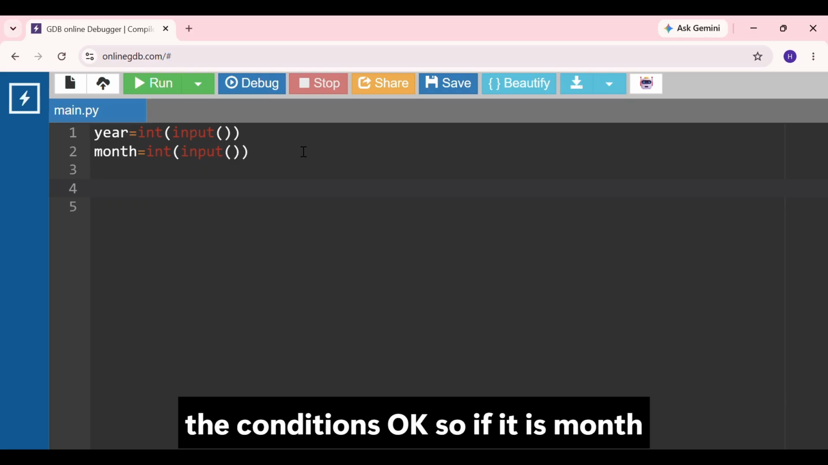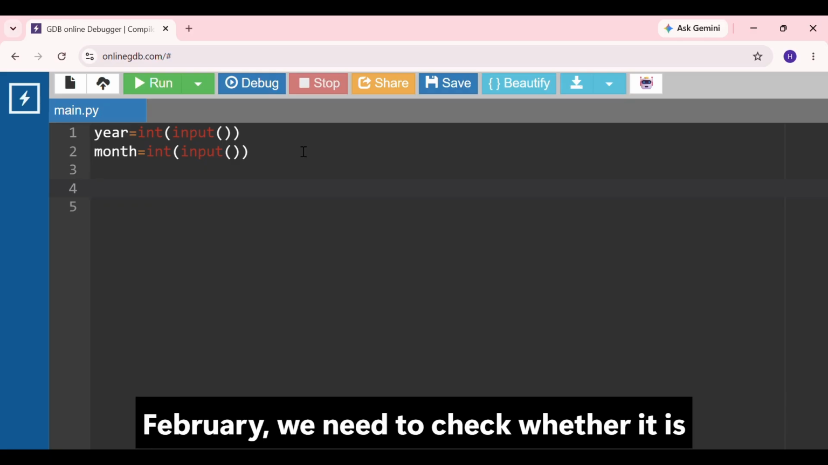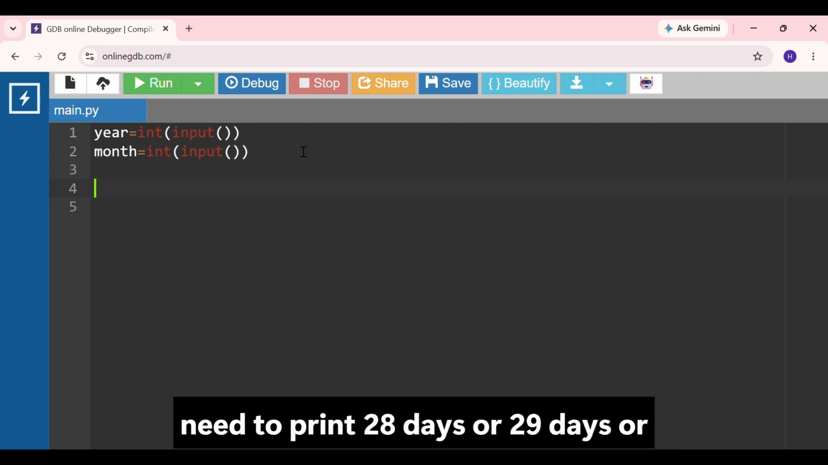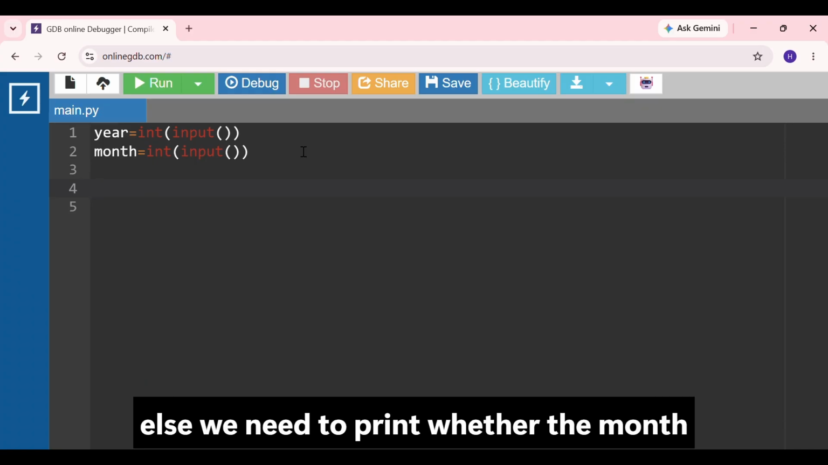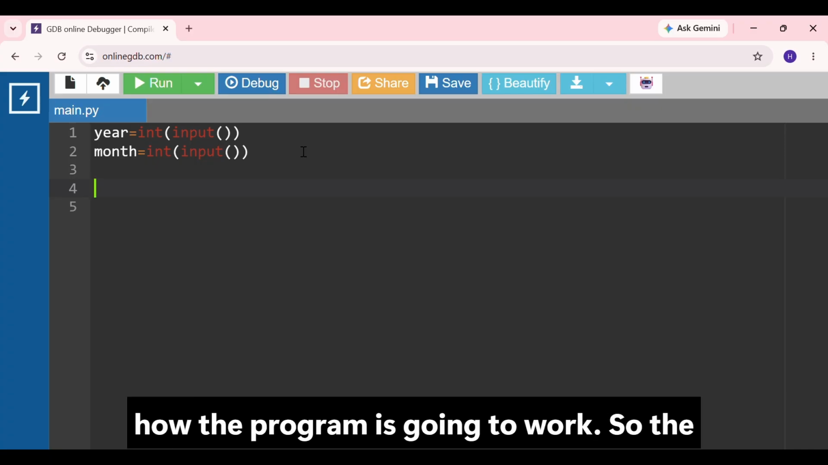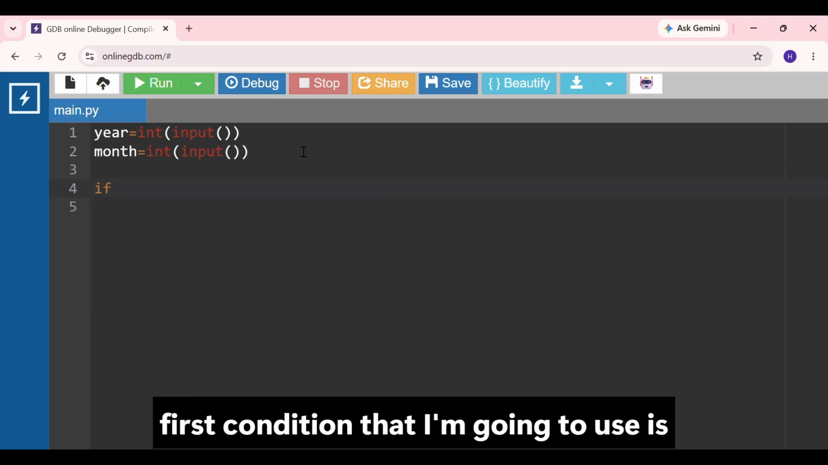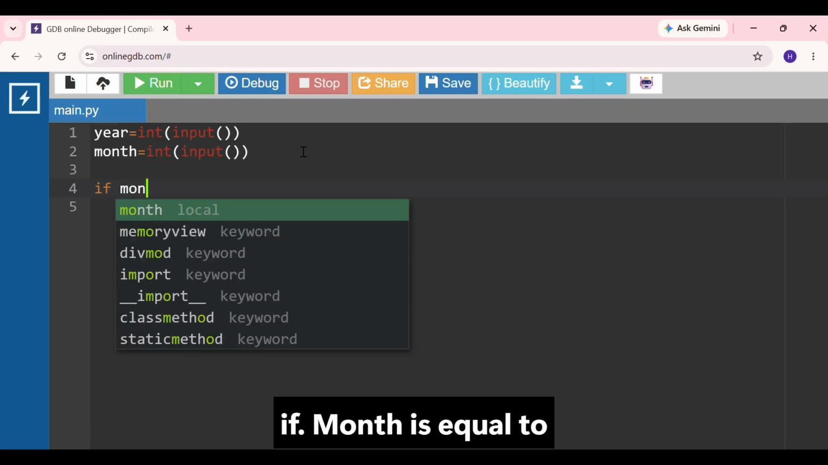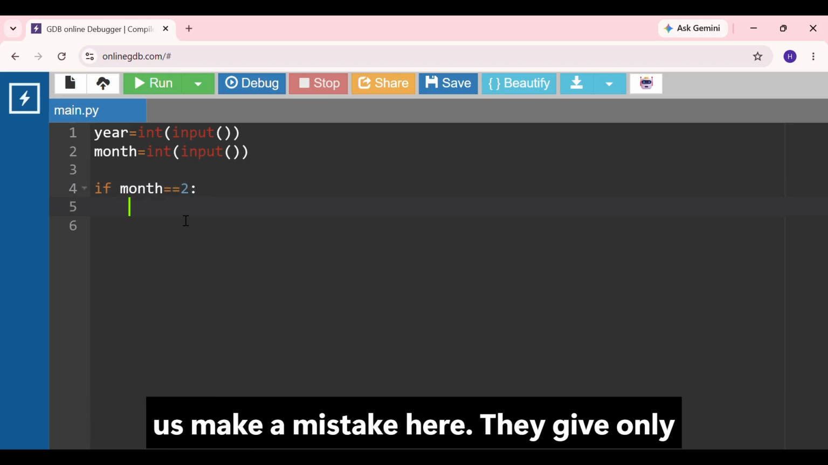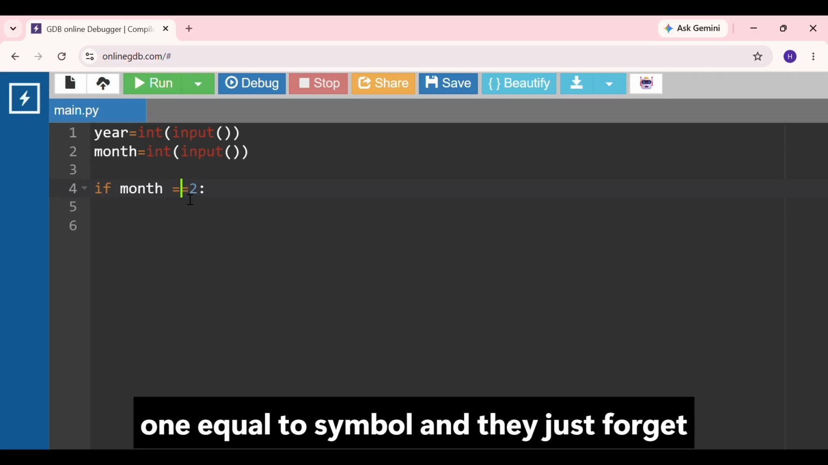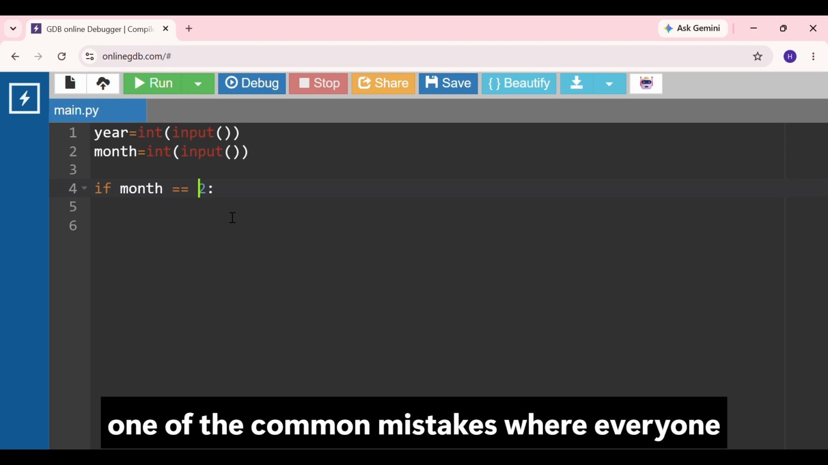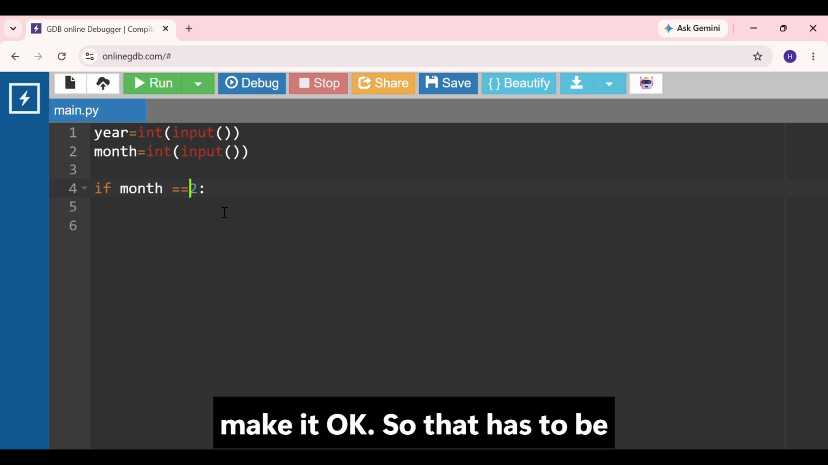Now immediately we need to check for the conditions. If it is month February, we need to check whether it is a leap year or not, and accordingly print 28 days or 29 days, or else print whether the month has 31 days or 30 days. This is how the program is going to work. The first condition that I'm going to use is if month is equal to 2. Many of us make a mistake here. They give only one equal to symbol and forget it, which is one of the common mistakes everyone makes.